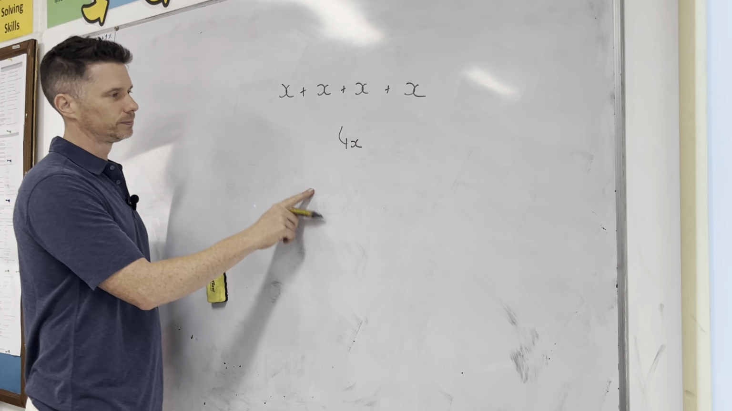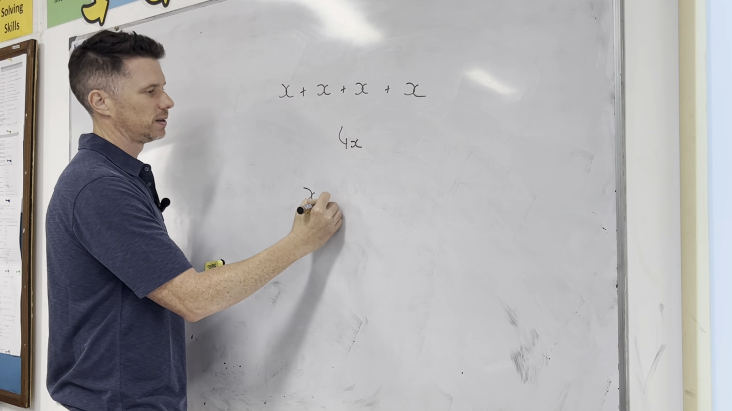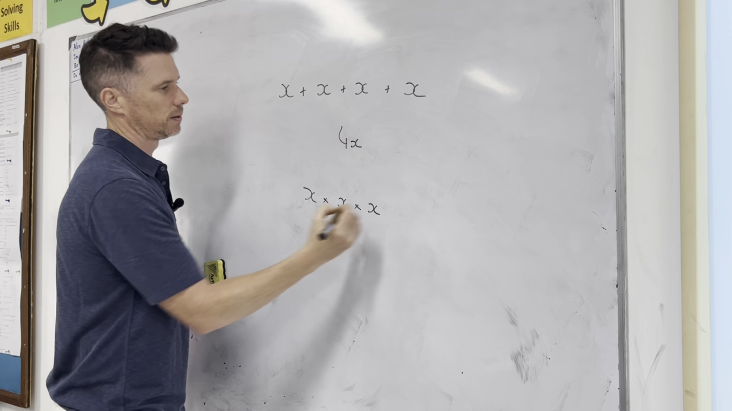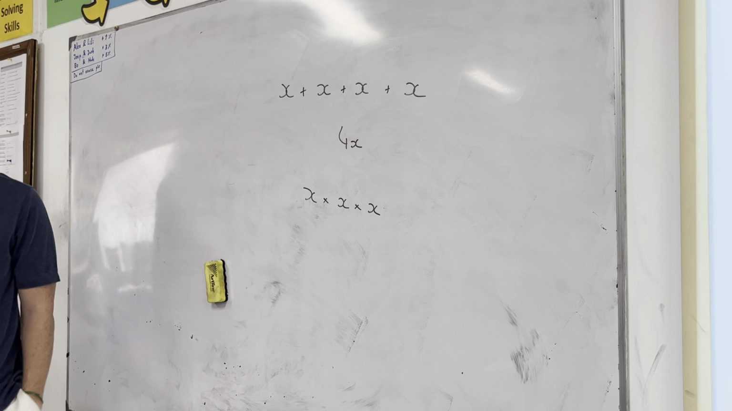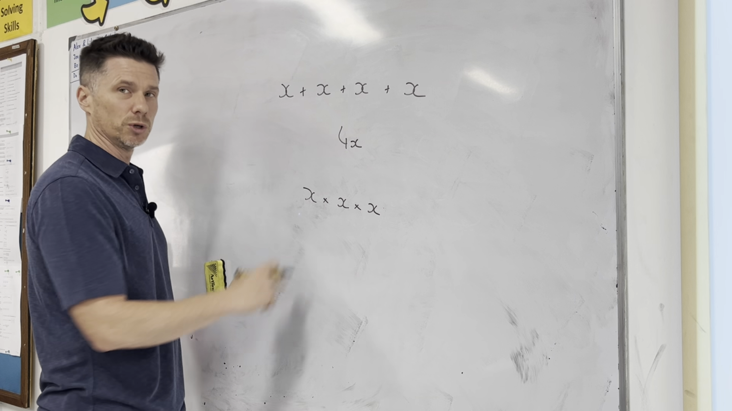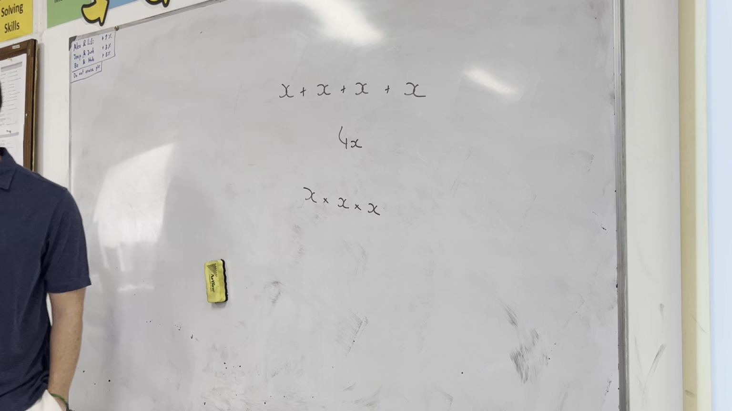Cool. What about... That's 3x's. Notice the sign change here. This is adding, this is now multiplication. So that's 3x's.